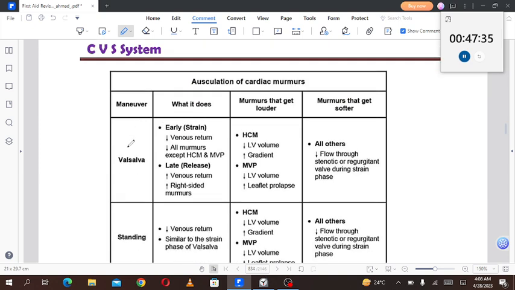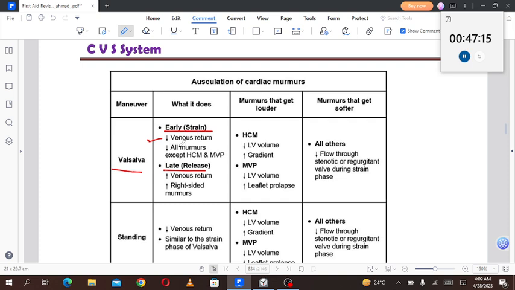Now moving forward, auscultation of the cardiac murmurs. Firstly we'll talk about the Valsalva maneuver. Valsalva maneuver has two phases. The first one is the strain phase, that is the early part of the Valsalva, and then we have the late phase, that is the release phase. So in the early phase, the venous return is decreased because of the straining. The venous systems are compressed and there is a decreased venous return to the heart.